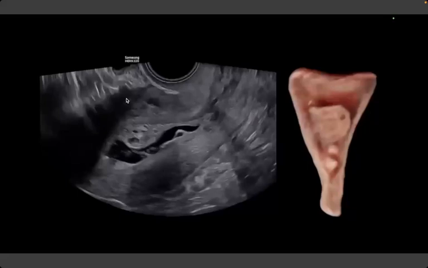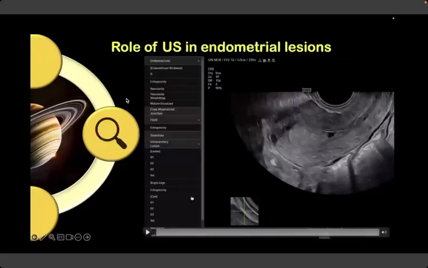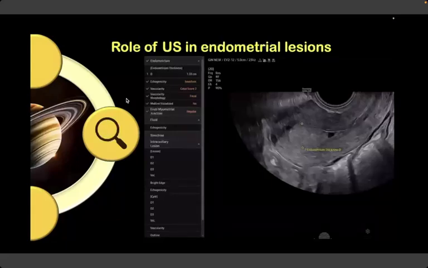The Samsung Z20 ultrasound machine directly implements IETA terms and definitions, allowing us to proceed directly by selecting the various characteristics of the endometrium and endometrial lesions, as in this case of an endometrial polyp, which is described as a localized focal lesion with a bright edge.